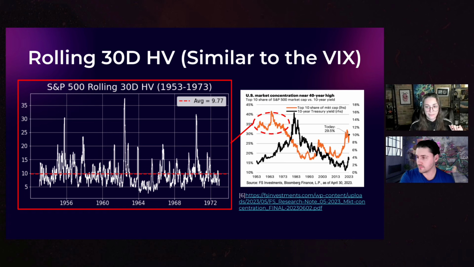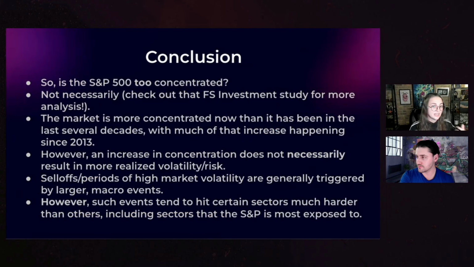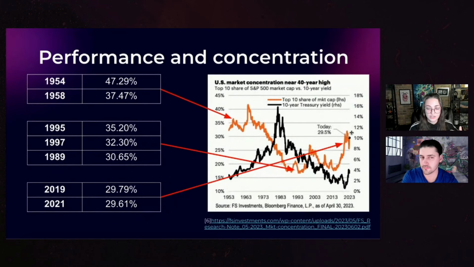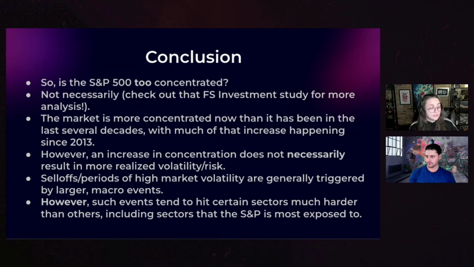Make sense? Makes sense. So I guess to conclude this absolute rabbit hole that I went down: is the S&P 500 too concentrated? So not necessarily, I think, is the takeaway from that. And you can check out that study from FS Investment if you want to learn more about this analysis. But the market is more concentrated now than it has been in the last several decades. And a lot of that increase actually happened around 2013, which is when it started. The amount of growth from 2013 to now made the S&P a lot more concentrated. But the increase in concentration doesn't necessarily result in more realized volatility.